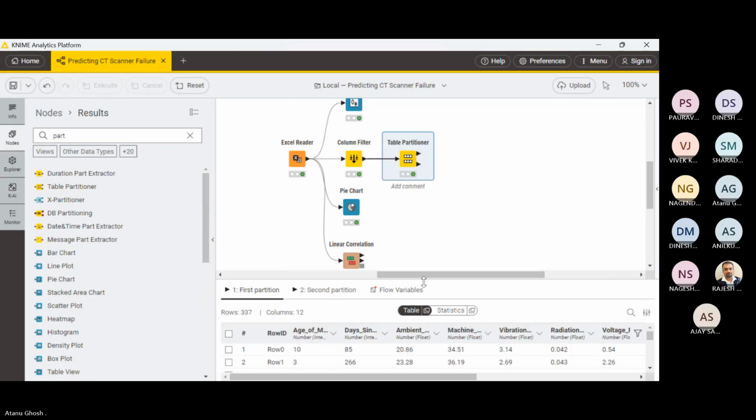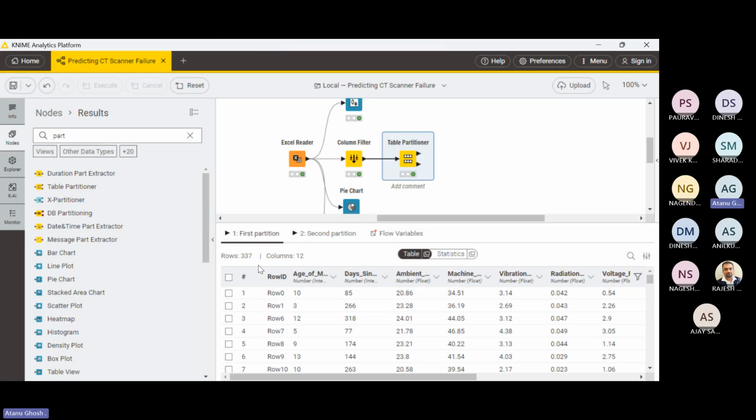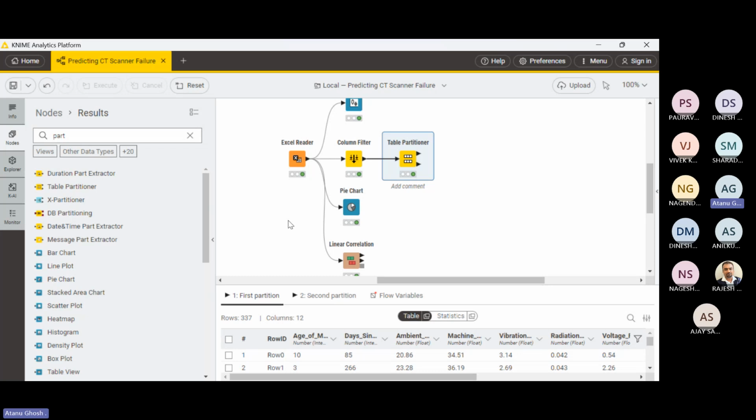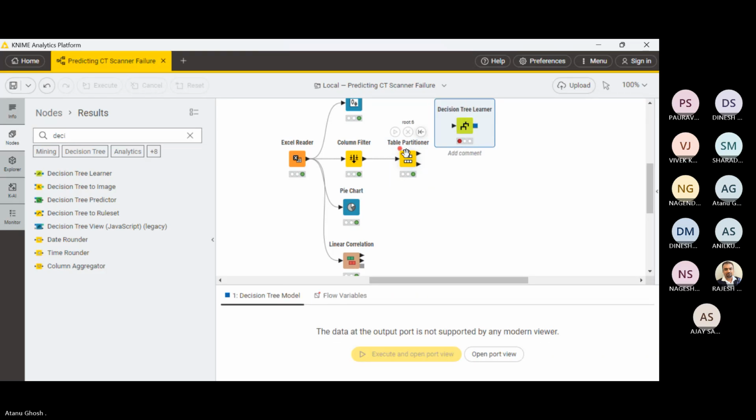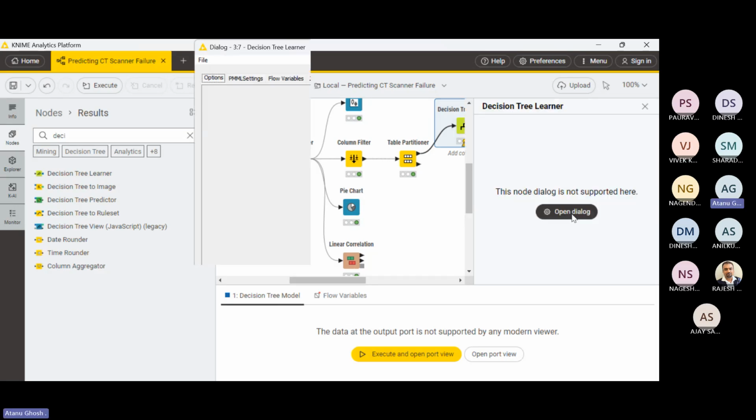So I have one data set of 337 values, another data set of 145 values. Okay. So now at this stage, I am going to use the decision tree. We'll use the decision tree learner and decision tree predictor. Now there are a few important configuration elements that are coming up. Understand this concept carefully.